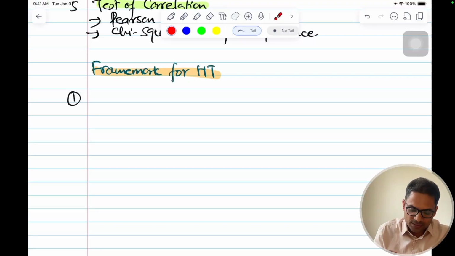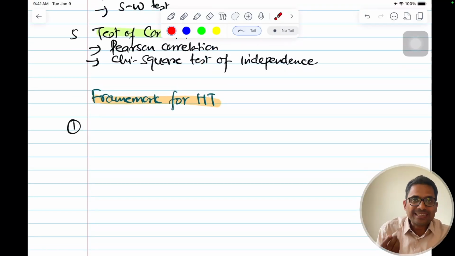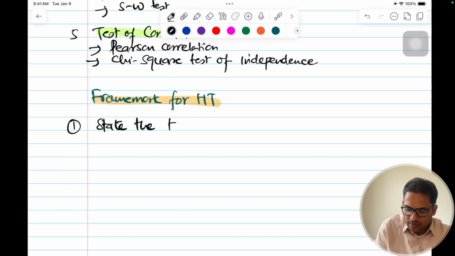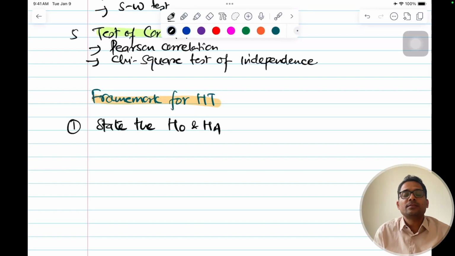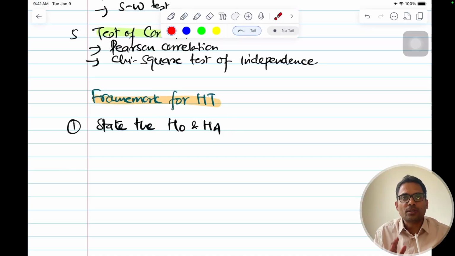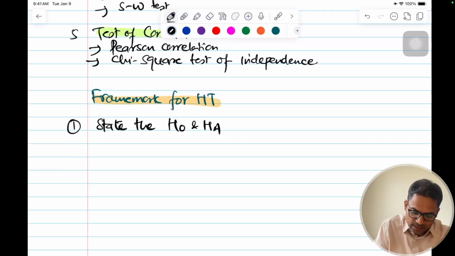Okay, so first and foremost, for any hypothesis testing, what we do, we state the null and alternate hypothesis. So first step is state the null and alternate hypothesis. Okay, first of all, state clearly what is the null hypothesis, what is the alternate hypothesis. Okay, then step number 2.